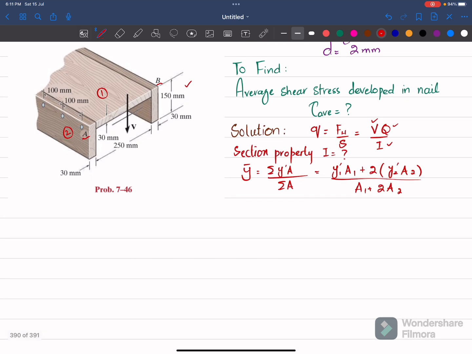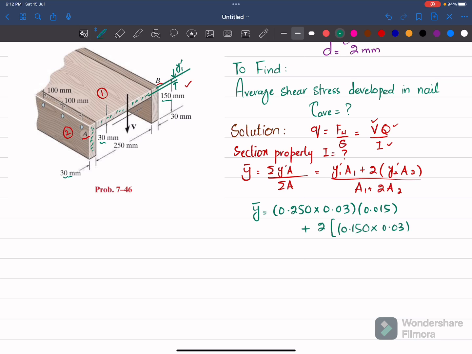Now what is y1 dash? If we take this upper surface as a reference line, this is 1, so this area will be a1, which is 250 millimeter multiplied by 30 millimeter. In meters, 250 millimeter is 0.250 multiplied by its thickness, 30 millimeter, which is 0.03. y1 dash is the distance from the top surface to the middle of this first section, which is 30 divided by 2, equal to 15 millimeter, so 0.015. Plus 2 times a2. Now a2 is this area, which is 0.150 multiplied by 0.03, into y2 dash.